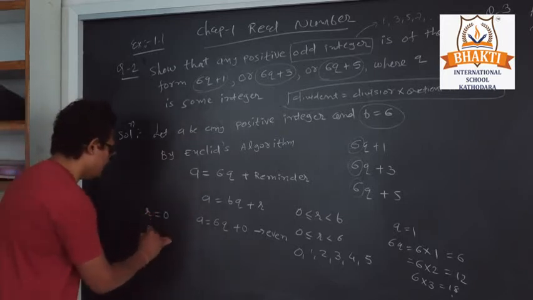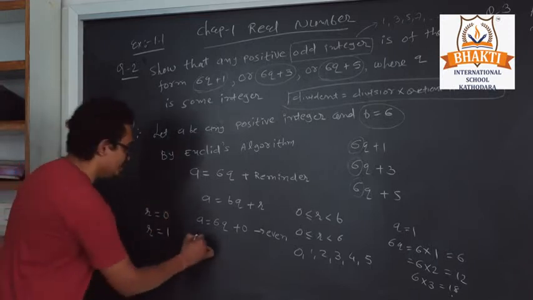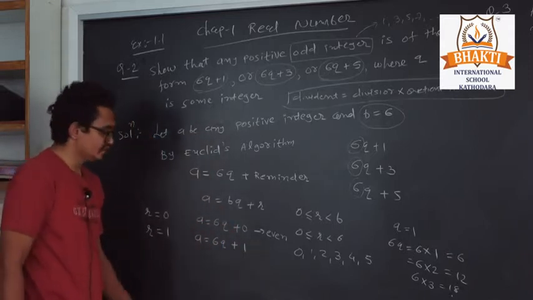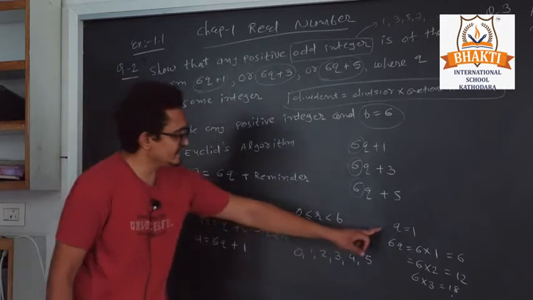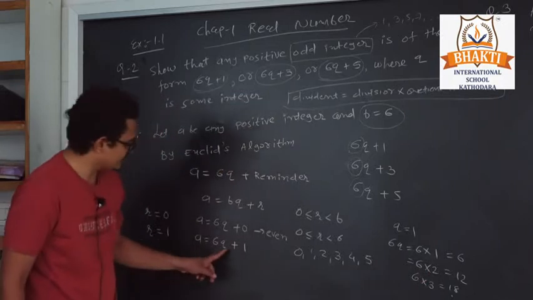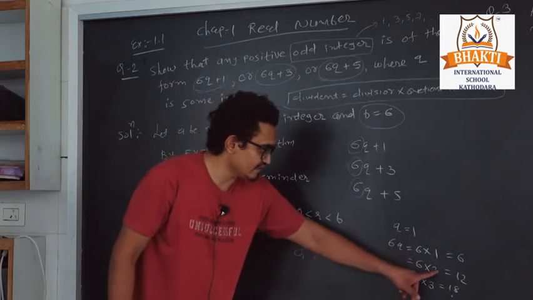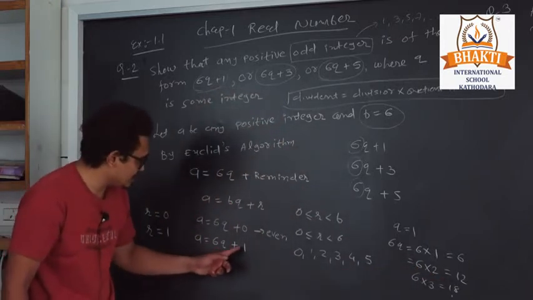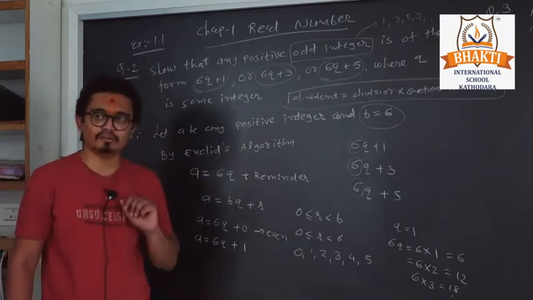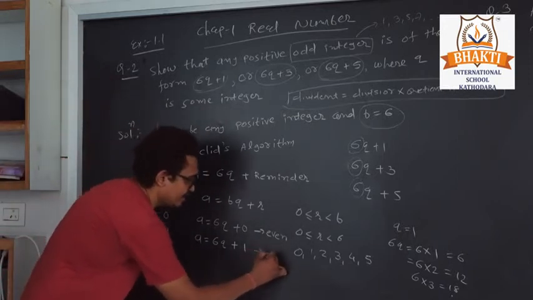Now we can put r is equal to 1. So if we put r is equal to 1, here we can write 6q plus 1. Once again we can put q is equal to 1. So 6 1s are 6, 6 plus 1, so 7. Then if we put q is equal to 2, 6 2s are 12, so 12 plus 1, it will be 13. So in each case we get an odd number like 7, 13. So here we get an odd number.